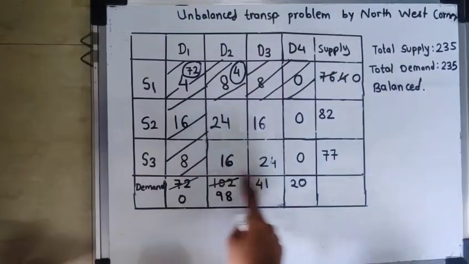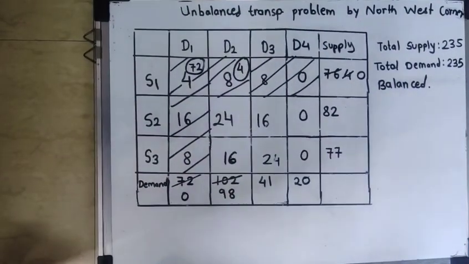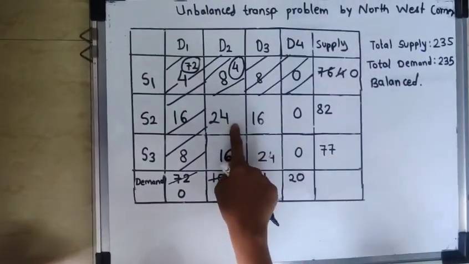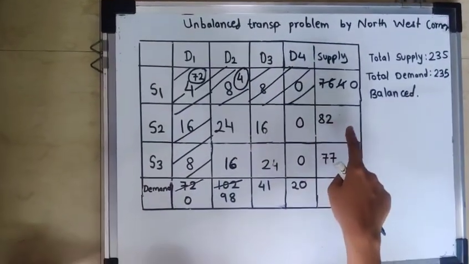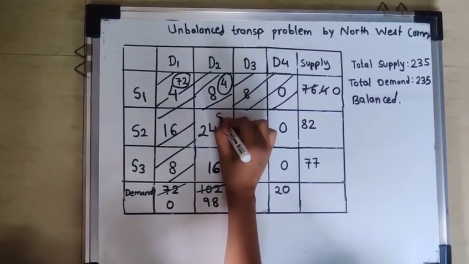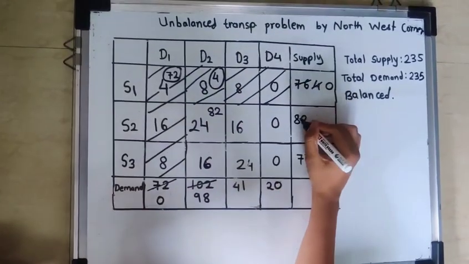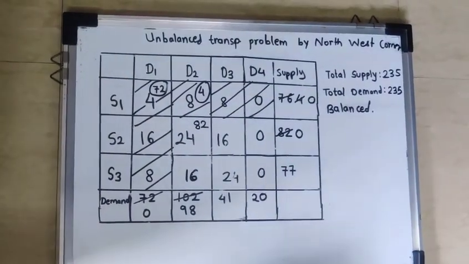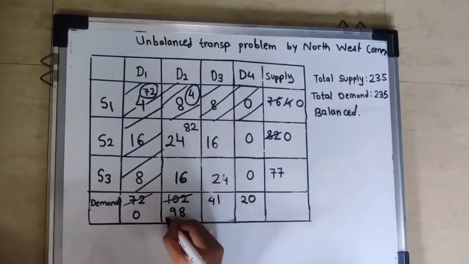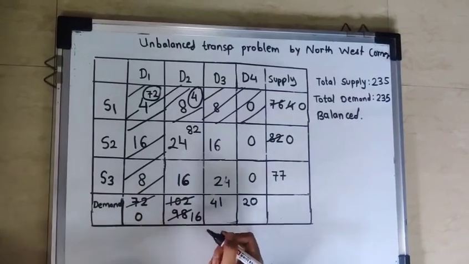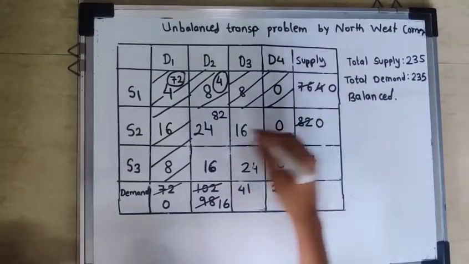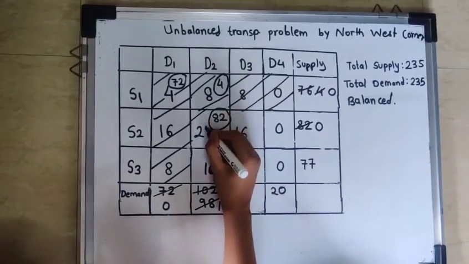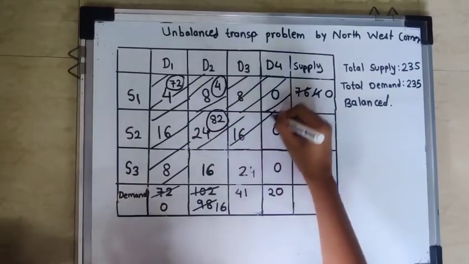Now we are left with this much part. In this, the cell at the top left is 24. So we are going to allocate the smaller number, which is 82. So 82 will be allocated. 82 minus 82 will be 0, and 98 minus 82 will be 16. Now this row has become 0, so we will eliminate it. Here this is 24, which we will eliminate now.